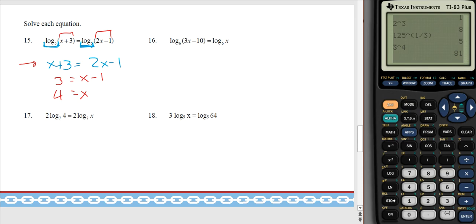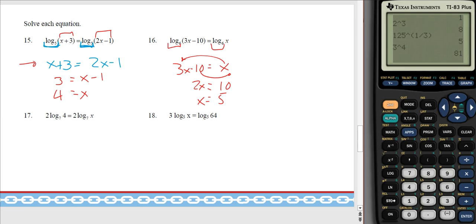Same thing here in 16. They're both log 6, log 6. So the 3x minus 10 has to be equal to x. So I'm going to end up with 2x equals 10 after I subtract the x over, right? If I subtract this over, add that over, right? And then x would be equal to 5.